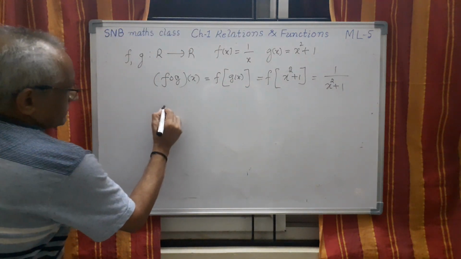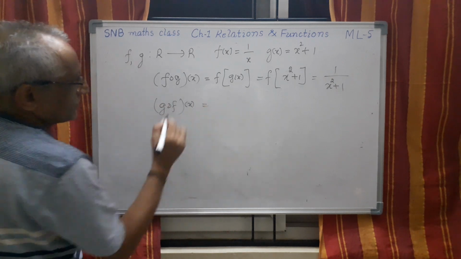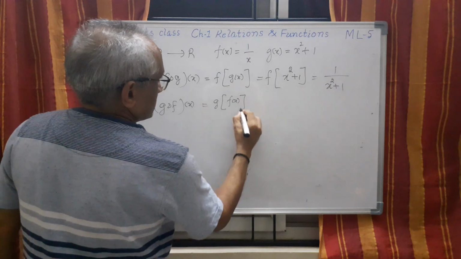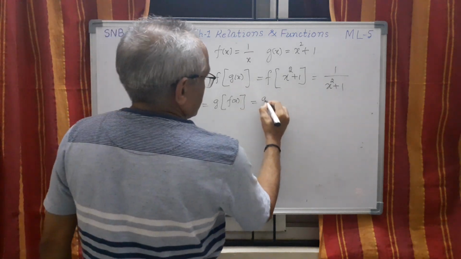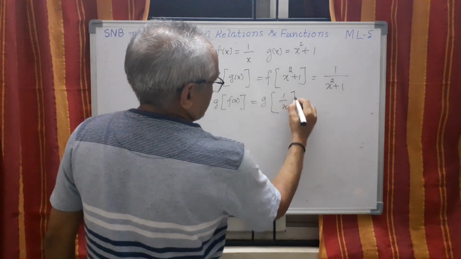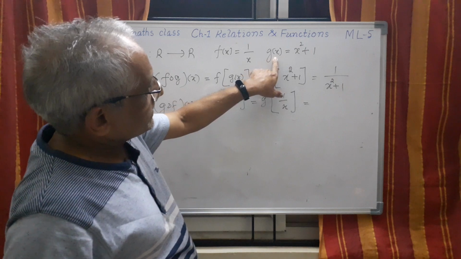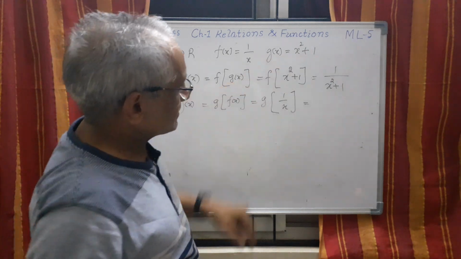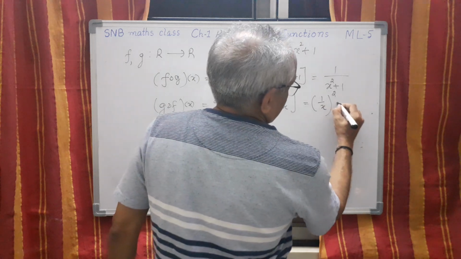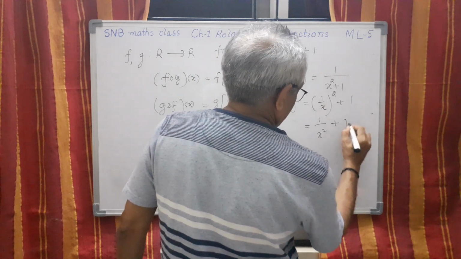Then g of f of x is g of 1 by x. Now g of x is x square plus 1, so here it should be 1 by x, whole square, plus 1. So this is (1 by x) square plus 1.